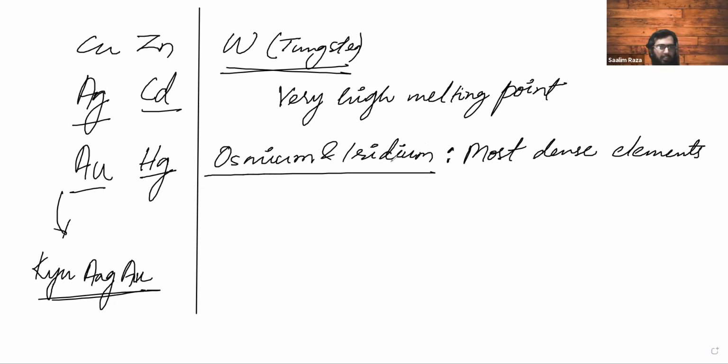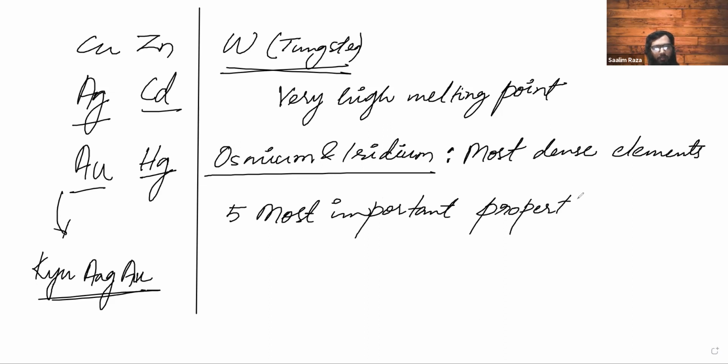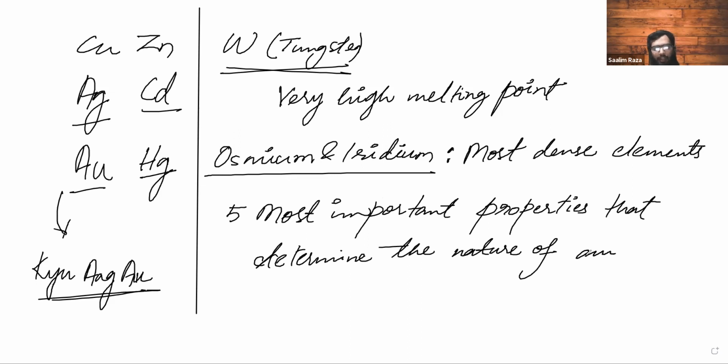If you want to write these things, please note it down. We will meet in the next class. We will deal with the F block and will touch the surface of the S block elements, and we will learn the five most important properties that determine the nature of any element.